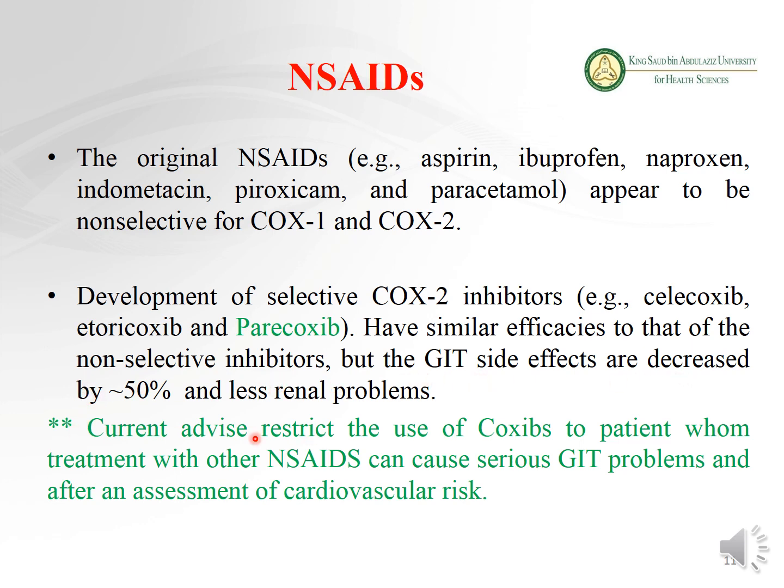to GIT. However, they can lead to cardiovascular problems in patients who have abnormal coagulation, because you are increasing the concentration of thromboxane, which will lead to the aggregation of platelets. So current advice restricts the use of coxibs to patients for whom treatment with other NSAIDs can cause serious problems. So if a patient has serious GIT problems, then COX-2 inhibitors are more beneficial for them. But if there is a risk of cardiovascular problems in the patient, then COX-2 inhibitors should not be used.